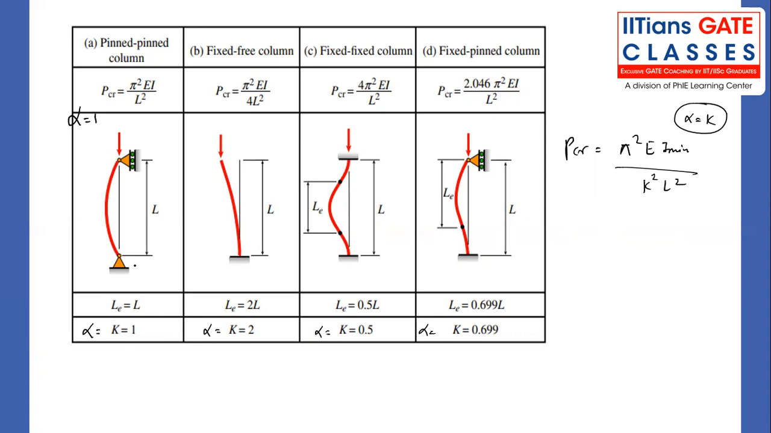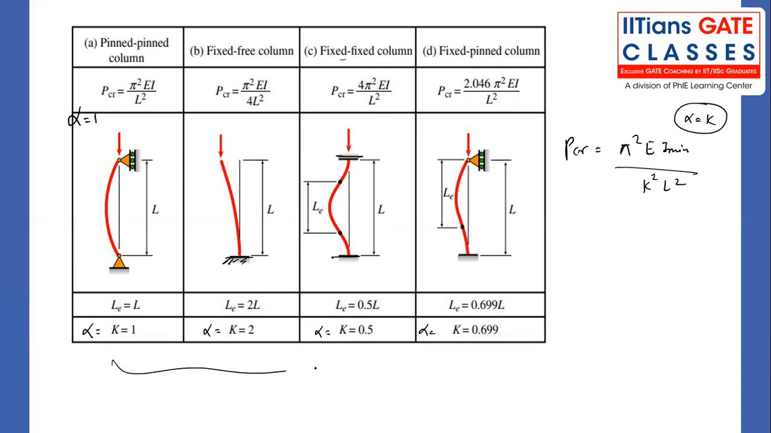K is nothing but 1 for pin. For fixed, like a cantilever support with a free end, the effective length will be 2L and the critical load will be 1 by 4th. When you free the support on the top side, we don't have support, so a little bit of load will be required to buckle it. That's why it is getting reduced by 3 by 4. That is 1 by 4th of the value of critical load. For a fixed column, a lot of load you need to apply. That's why it is 4 times.